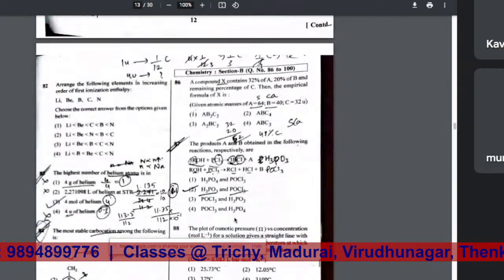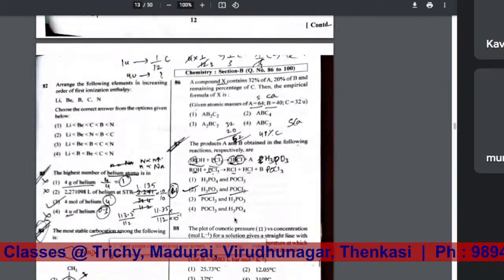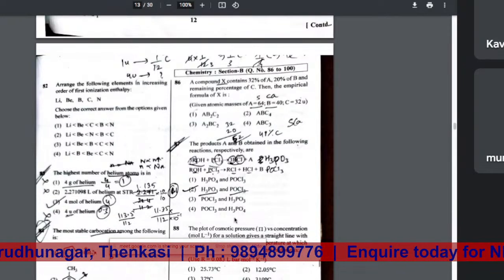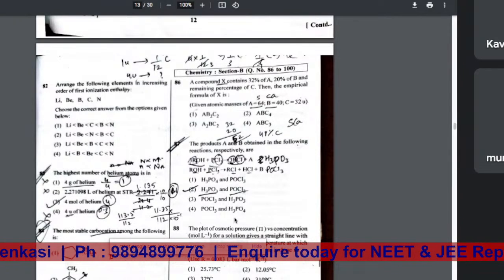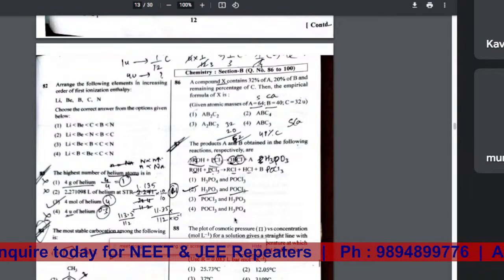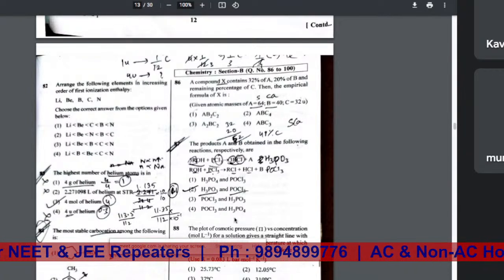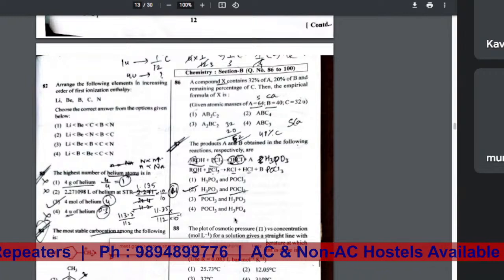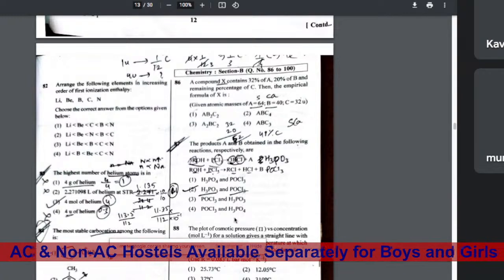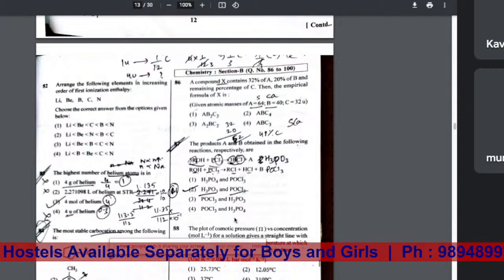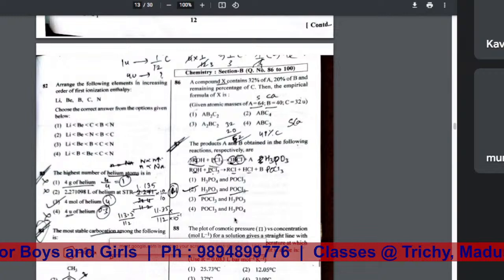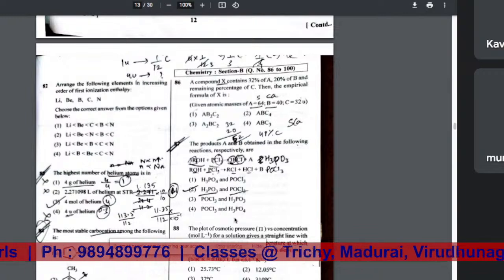Arrange the following in increasing order of first ionization energy. So, if we check here, lithium, beryllium, boron, carbon, nitrogen. In lithium, 1s2, 2s1 configuration is there. Beryllium 1s2, 2s2. Boron 1s2, 2s2, 2p1. Carbon 1s2, 2s2, 2p2. Nitrogen 1s2, 2s2, 2p3. So if we remove an electron from nitrogen, we have to remove that electron from a symmetrical electronic configuration.